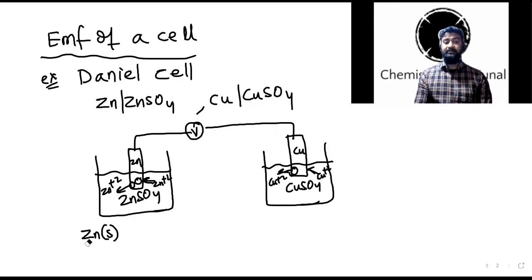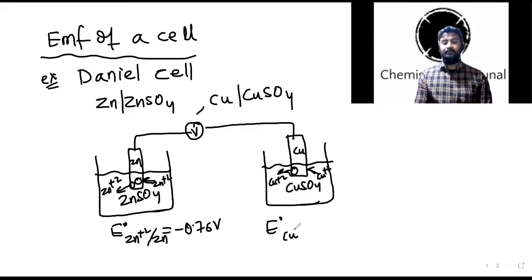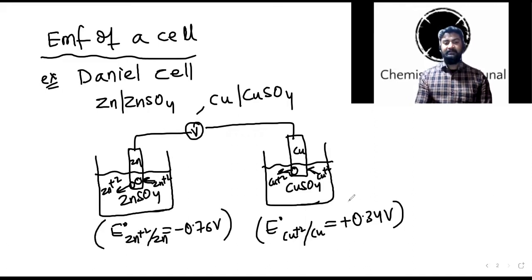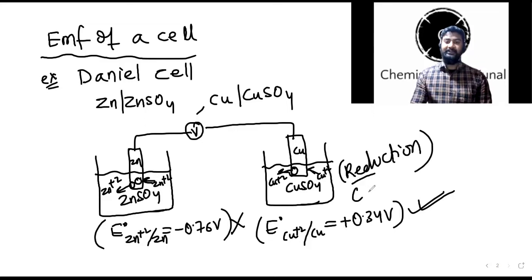That can be compared on the basis of their reduction potentials. So E naught of zinc 2 plus/zinc has a value of minus 0.76 volt, whereas E naught of copper 2 plus/copper, which is usually given in the question, don't worry, is plus 0.34. So tell me, which process will take place? This one, of course. This won't take place. Therefore, this will undergo reduction. As I told you in the last class, reduction happens at, very good, red cat. So reduction happens at the cathode.